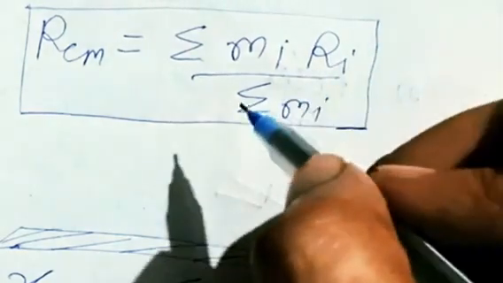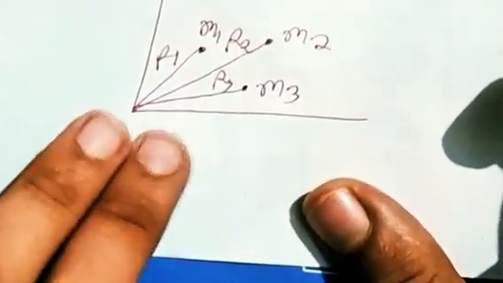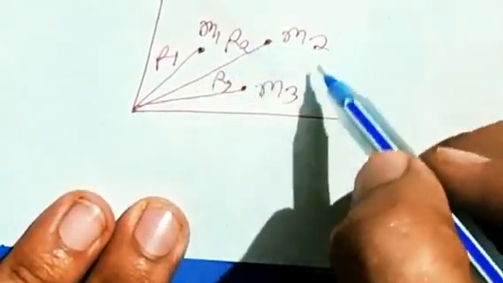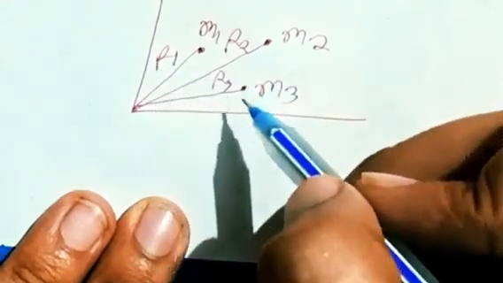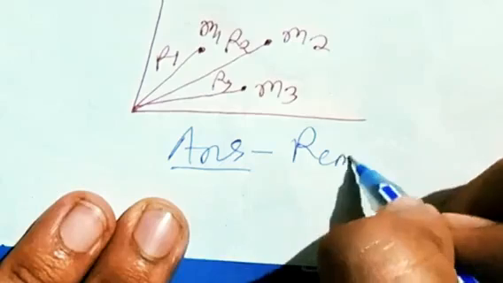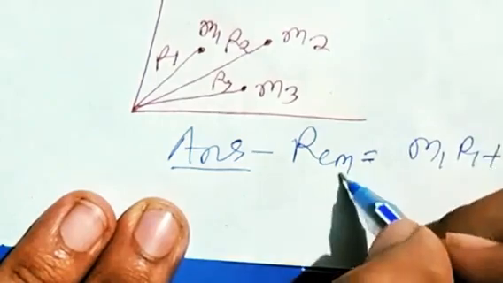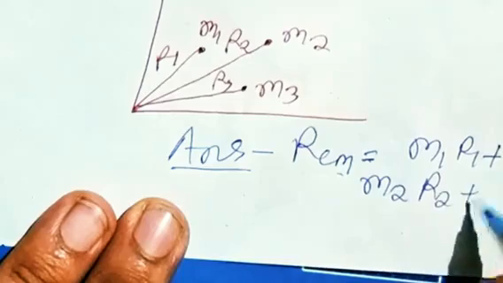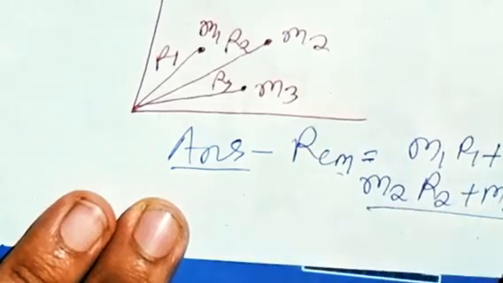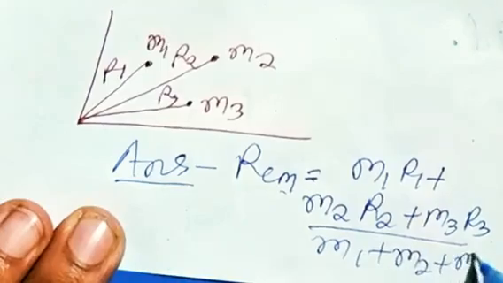So now if we solve the previous question which we saw at the very start, here we see we have m1, m2 and m3, and r1, r2 and r3. So the answer will be RCM is equal to m1 r1 plus m2 r2 plus m3 r3 by m1 plus m2 plus m3. This was the question's answer.